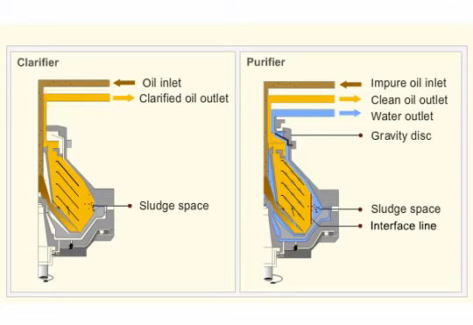Since there is no water seal, bowl space is more and the centrifugal settling force is greater due to the increased radii. The discs in a purifier contain distribution holes. The discs in a clarifier do not have any distribution holes.